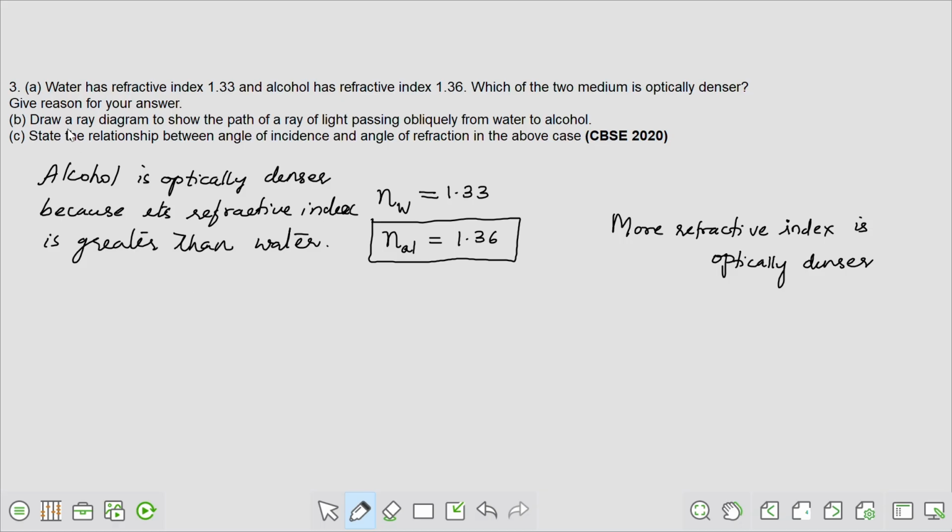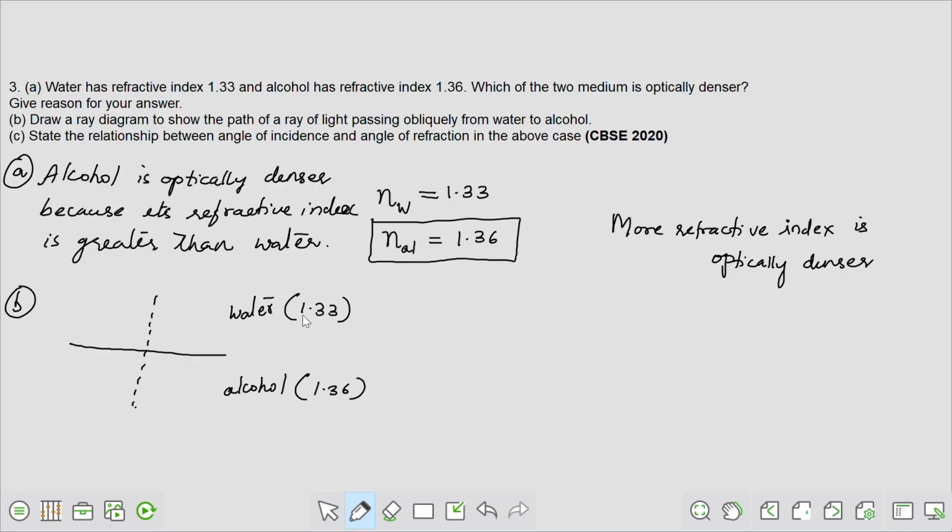Now B is draw a ray diagram to show the path of a ray of light passing obliquely from water to alcohol. So this is A. Now B, we have to show diagrammatically, a ray diagram. So this is the interface, I am drawing the normal. This is water and this is alcohol. Now light rays entering from water, whose refractive index is 1.33, to alcohol, 1.36. So this is optically rarer, and this is optically denser.